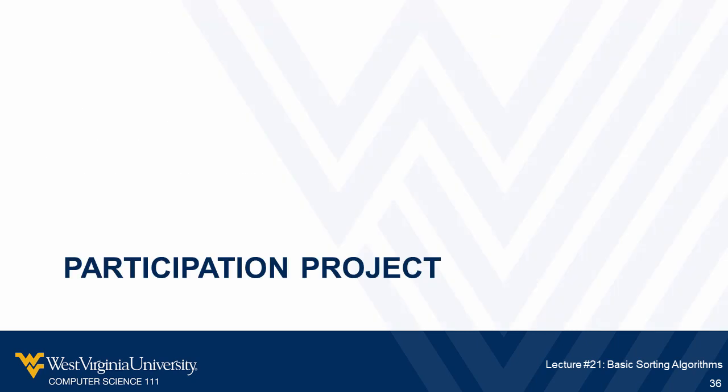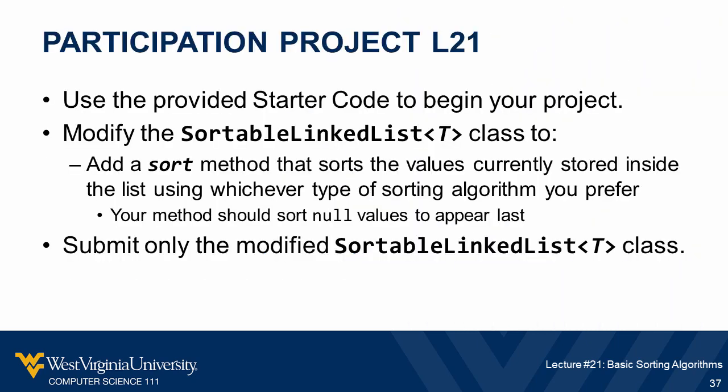For this lecture's participation project, you need to download the participation project starter code from eCampus. Inside of there, you'll find a sortable linked list class that you need to modify. Inside of that class, you should add a new method to sort the values, and call this method sort. What this method needs to do is take the values that are currently in the list and sort them.